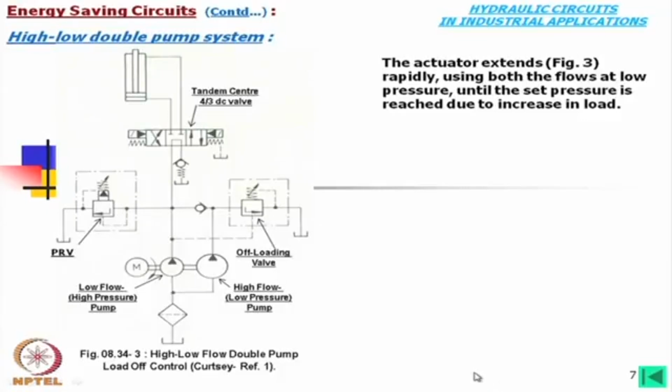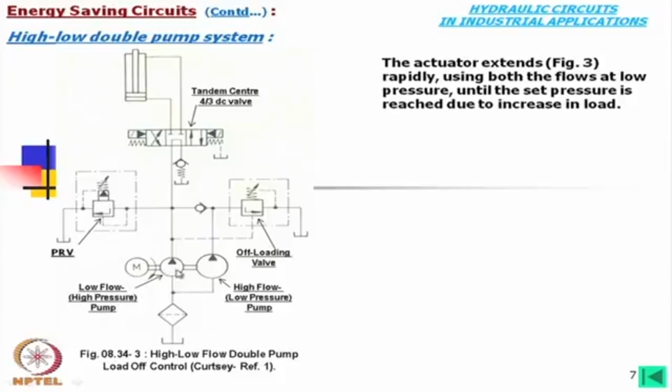Now, we will study some energy saving circuits. Here, the high-low double pump system. High-low means again high flow and low flow. In that way these are named. What we find is a bigger circle for the pump symbol, that is for high flow, but it operates at low pressure, and here this is a low flow, but high pressure pump.